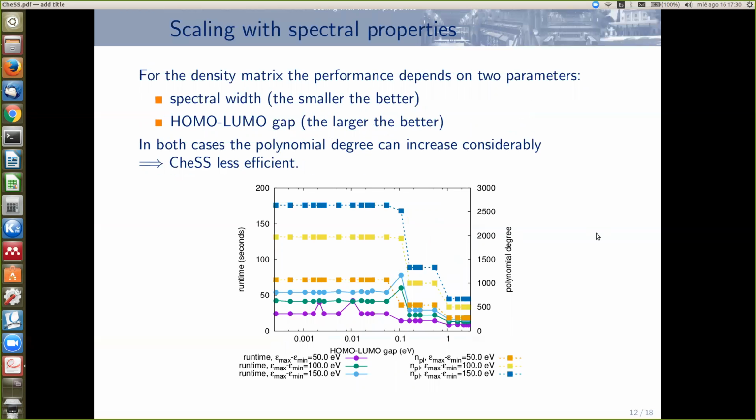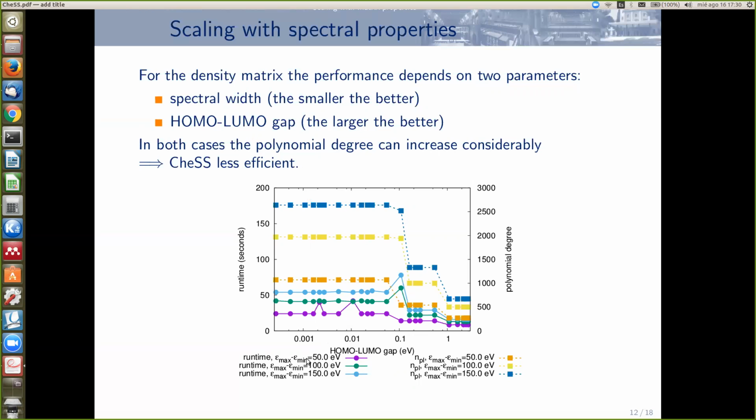And for the density matrix, the other important operation, we have the same behavior with respect to the spectral width, so the smaller the better. But in this case, there's also another important parameter, and this is the HOMO-LUMO gap. Because you can imagine for the density matrix, we have to approximate a Fermi function. And if you have a small HOMO-LUMO gap, this Fermi function becomes more or less like a step-like function. And it's very hard to approximate by a polynomial, so we need a very, very large degree.